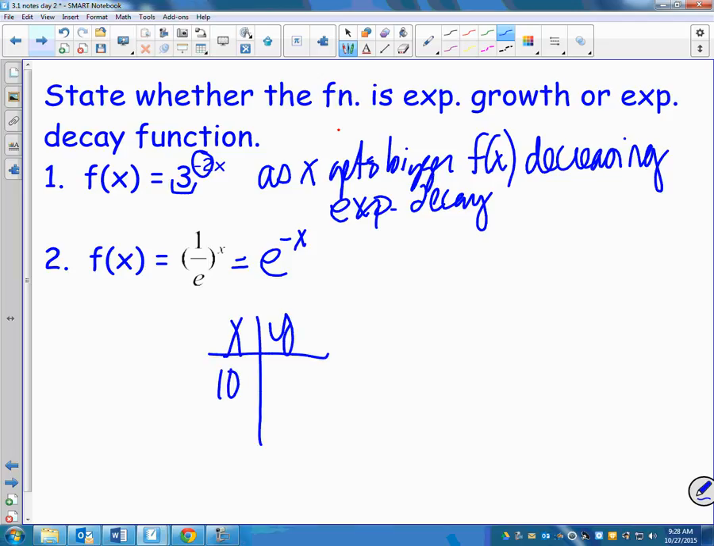Pick 10 for x and see what you get for y. If that's a growth function, then you should get a really big number for y. Or if you do e to the negative 10, is that going to be a really big number or a really small number? It's e to the negative 10th, so this is going to be really small. Probably gives it to you in scientific notation. Really small. Close to 0. So if this is really small, what does this mean? It's exponentially negative.